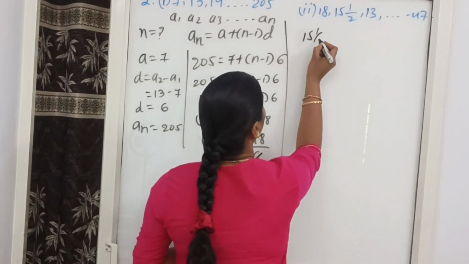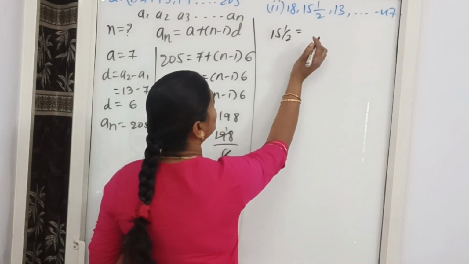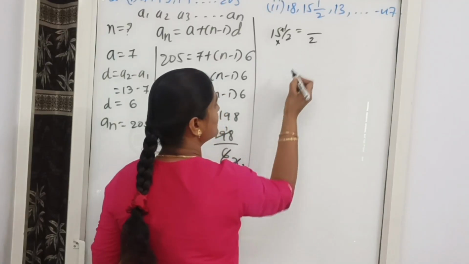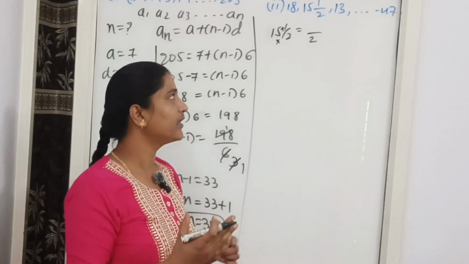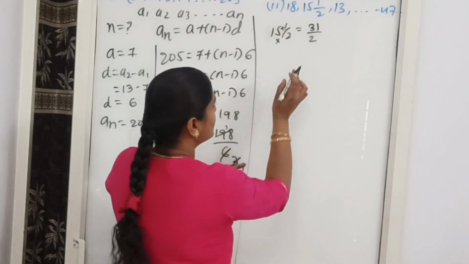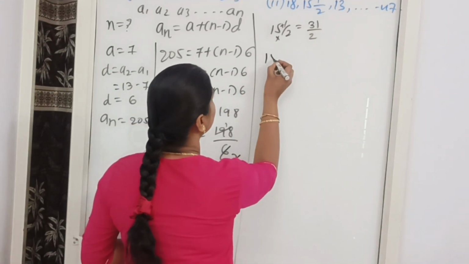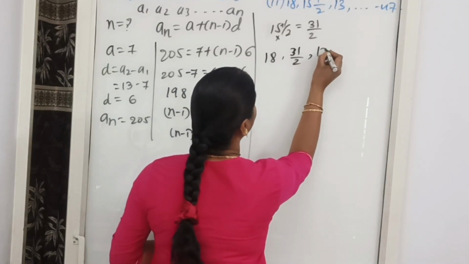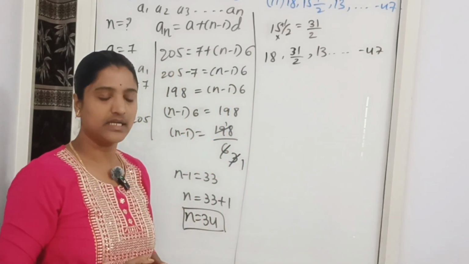see, 15 1 by 2 is nothing but 15 2s are 30. What we have to do here: the whole number into the denominator, plus the numerator 1, and the denominator as it is, isn't it? Converting a mixed fraction into an improper fraction. 15 2s are 30, 30 plus 1 is 31, and the second term becomes 31 divided by 2. The first term is 18, then it is 31 by 2, and here 13 and here minus 47.